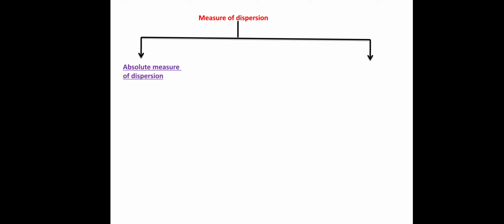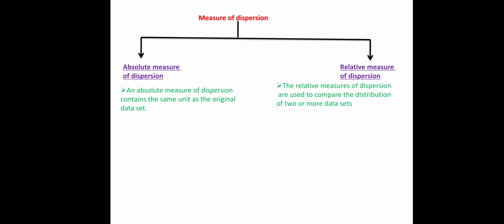So measures of dispersion are basically of two types: absolute measure of dispersion and relative measure of dispersion. An absolute measure of dispersion contains the same unit as the original data set, whereas relative measures of dispersion are used to compare the distribution of two or more data sets. Okay, so absolute measure of dispersion means they'll say whatever the data is, but in relative measure there will be comparison.